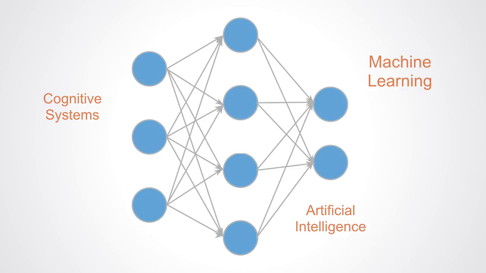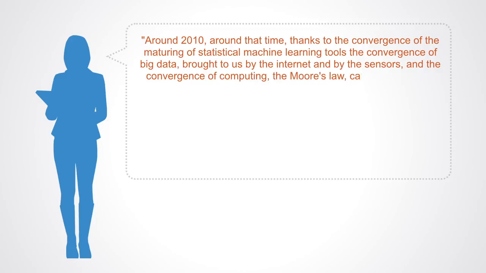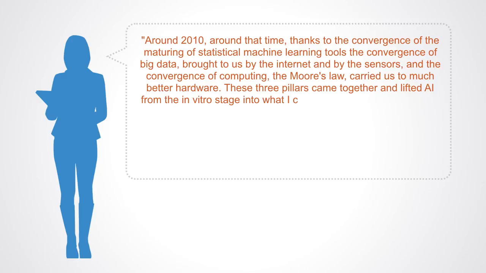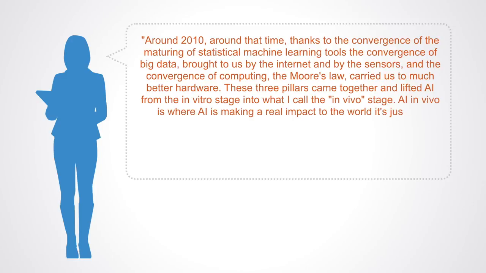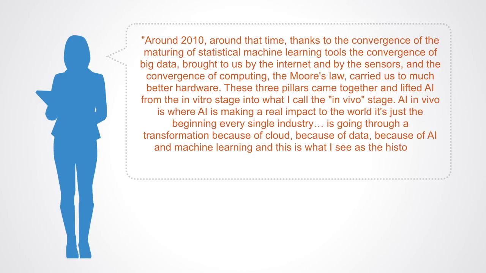Fei-Fei Li of Google Cloud describes some of the factors involved in this transformation. Around 2010, thanks to the convergence of the maturing of statistical machine learning tools, the convergence of big data brought to us by the internet and the sensors, and the convergence of computing, the Moore's Law carried us to much better hardware. These three pillars came together and lifted AI from the in vitro stage to what I call the in vivo stage AI. In vivo is where AI is making a real impact on the world. It's just the beginning. Every single industry is going through a transformation because of cloud, because of data, because of AI and machine learning, and this is what I see as the historical moment, but I also want to say that this is just the beginning.